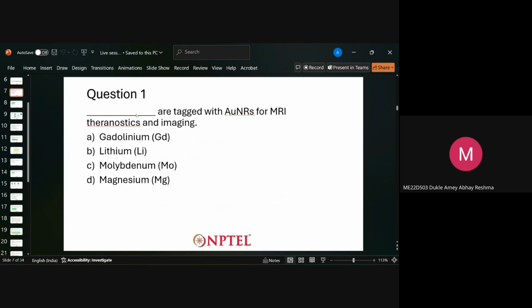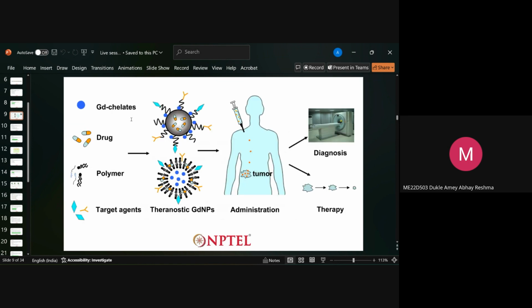Basically, Dash is tagged with gold nanorods, that is AuNR, for MRI theranostics and imaging. So the options are gadolinium, lithium, molybdenum, magnesium. The answer is gadolinium. This is how the working happens. So you have the gadolinium nanoparticles that are coated with drugs, polymers, and target agents. Then it is injected into the body, and the MRI system is used for tracking it. So it does the diagnostics and it also does the therapy.